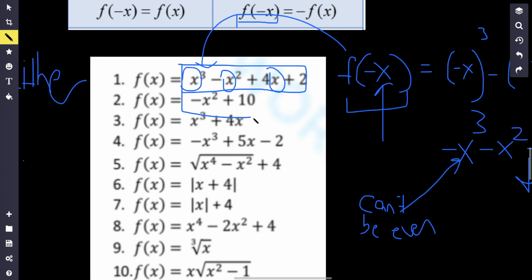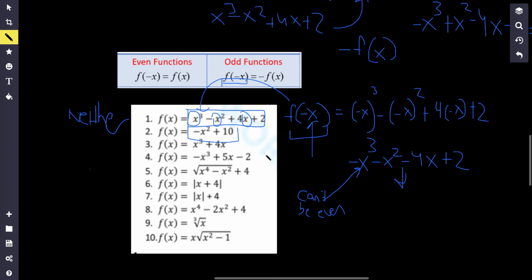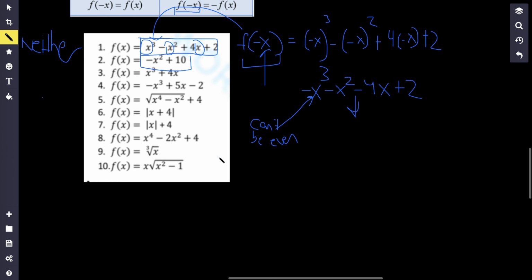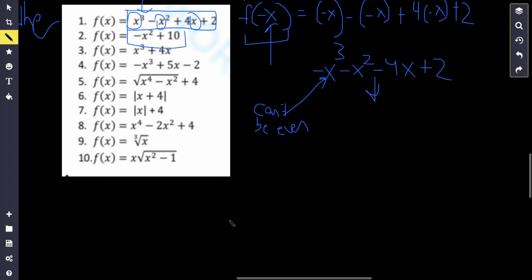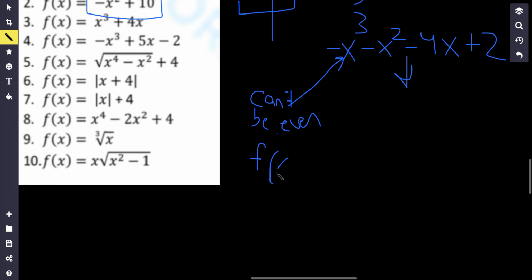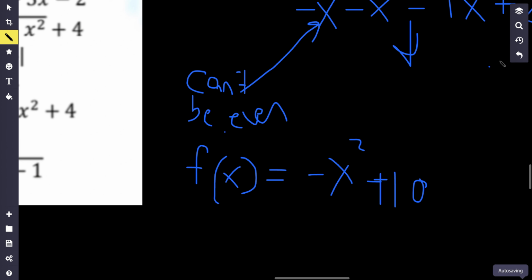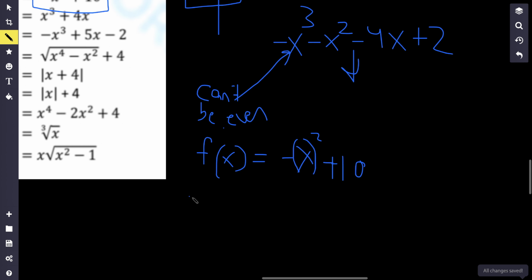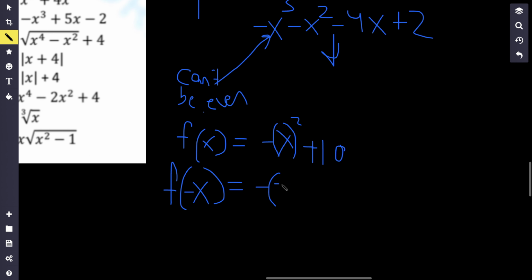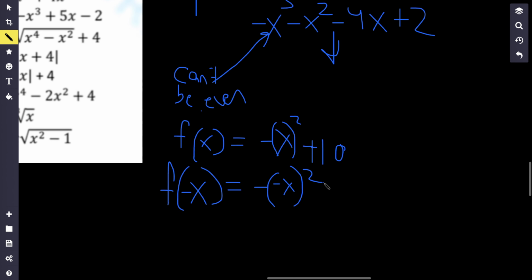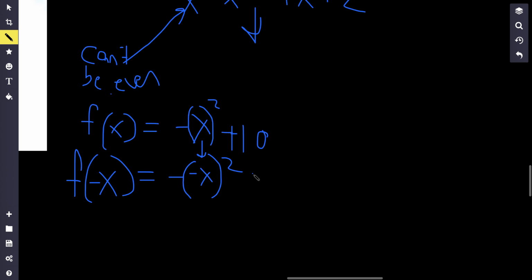F of x is equal to negative x squared plus 10. Is this even or odd? Let's find out. So we have f of x. It's important to write out everything, so let's just write out everything. F of x is equal to negative x squared plus 10. First thing we want to do, everywhere we see x, replace it with a negative x. So f of negative x is equal to negative of negative x to the second power. Right, we just replace this x with a negative x plus 10.